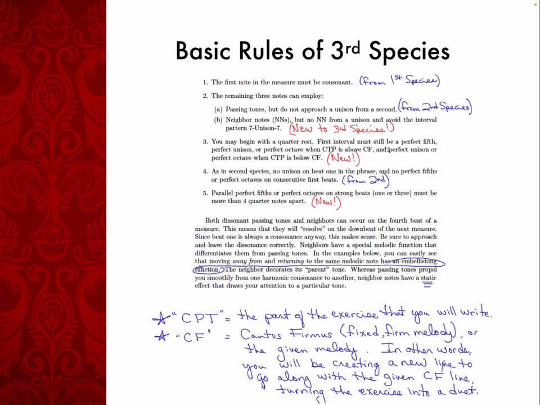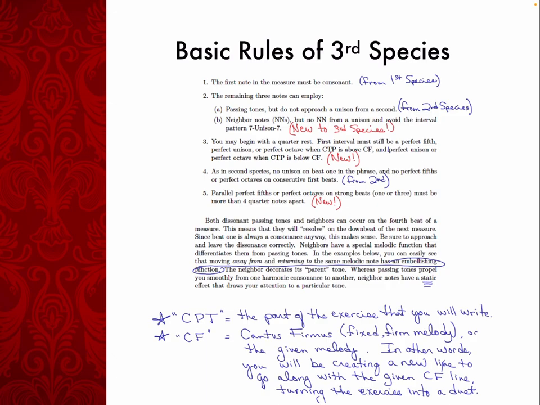Let's go to number 4. As in second species, no unison on beat 1 in the phrase, and no perfect fifths or perfect octaves on consecutive first beats of measures. In other words, if you did something like this, octave, octave, octave, octave, that's not going to work here. So you can't have them on consecutive first beats. It's just too strong.